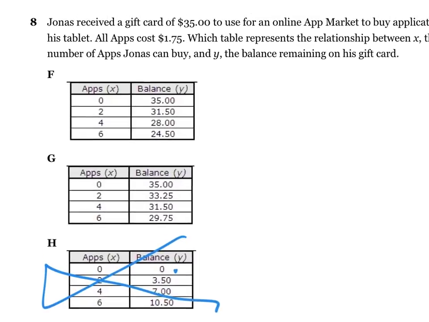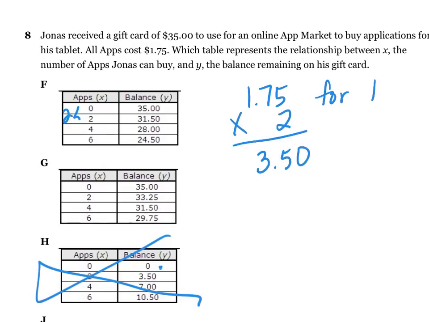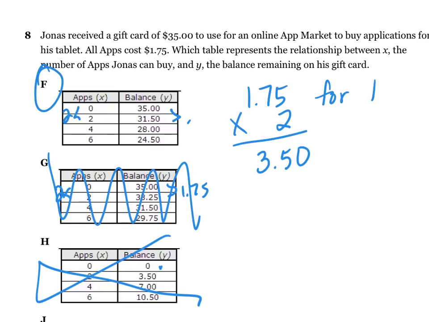Okay, it starts out with 35. And then it says each app costs $175. Well, that means $175 for 1. But this one says 2. So that would be 175 times 2, which would be 350. So I need to make sure this is 350. This one is not. This is 175 for 2. That's why it's wrong. So that's why it is answer choice F.